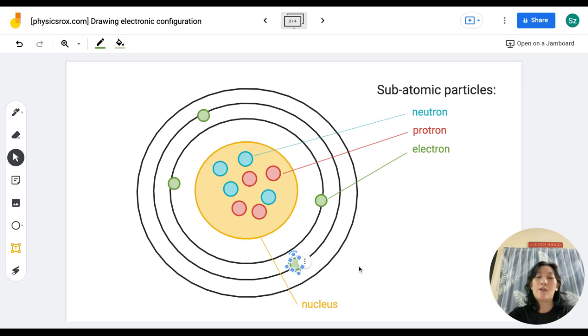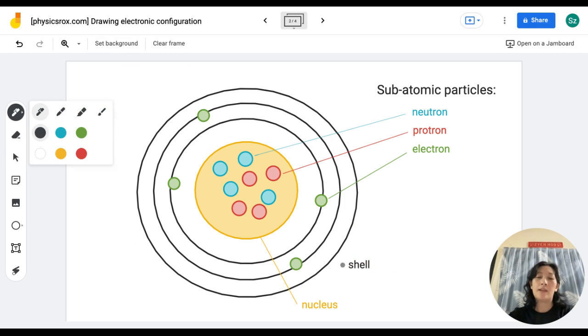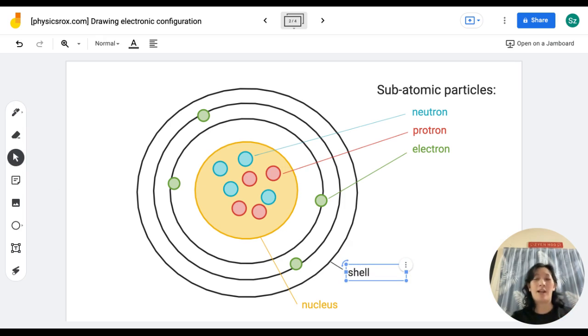Okay. So if you're wondering, why are there so many rings? Is there a set number of rings? Could I just have one ring or two rings? Well, we shouldn't call them rings. They're actually called shells. I'm just going to label that for you as well. So we're going to call these shells. Just putting it in the appropriate color so that it's an easy label. So why is there one shell or two shells or three shells? Well, that's what we're going to be learning in drawing the electronic configuration.